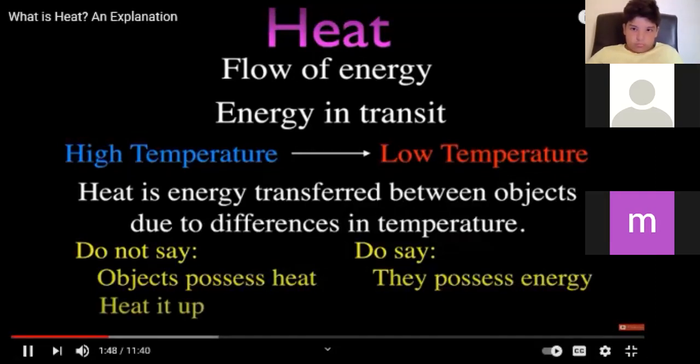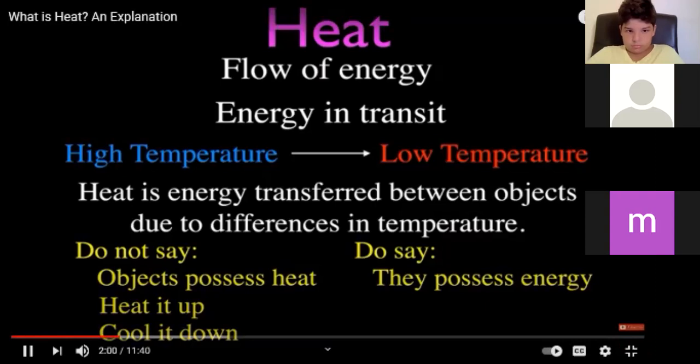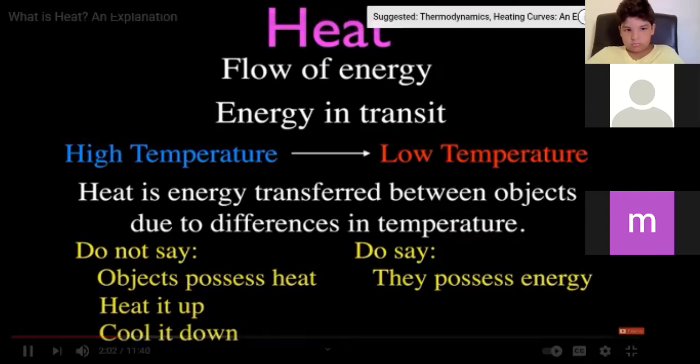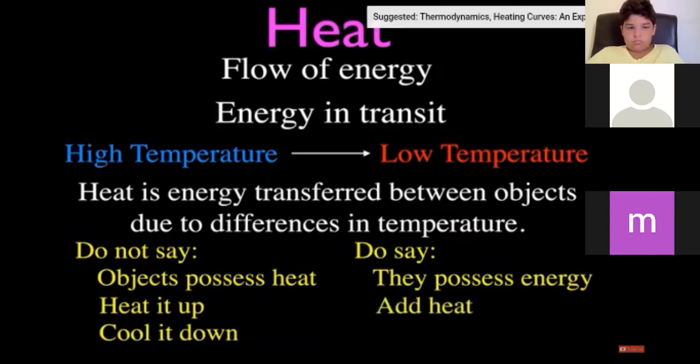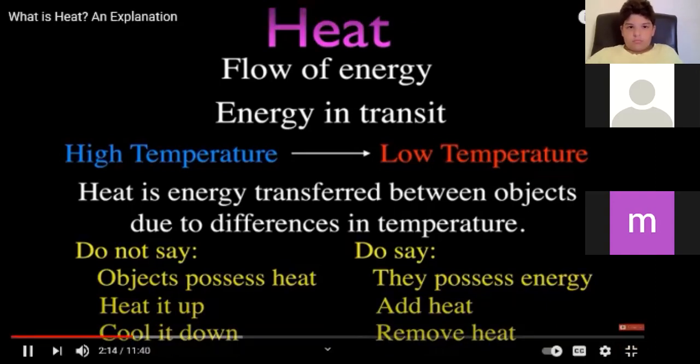A lot of times I ask my students, how do we raise the temperature, or how do we lower the temperature? How do we freeze something or condense a gas into a liquid? And they'll say things like heat it up, cool it down, put it on the stove, put it in the refrigerator, freeze it. But that's not how we do it. If we want to heat something up, we add heat. If we want to cool something down, lower the temperature, then we remove heat from that object. So that's how we like to talk about heat.